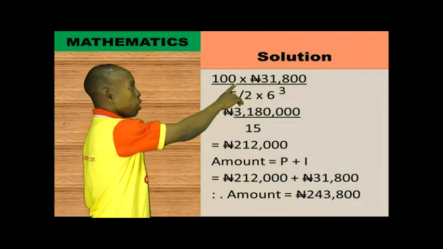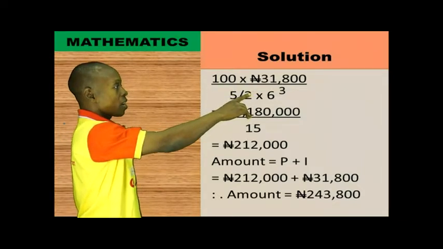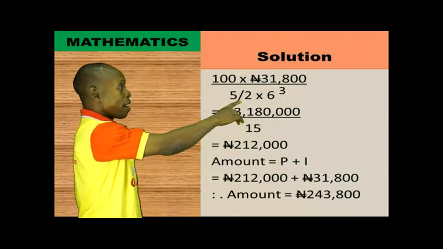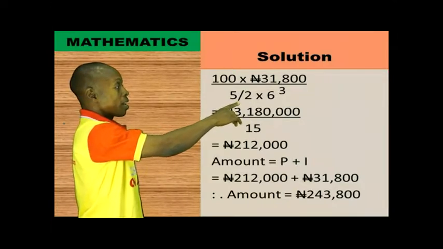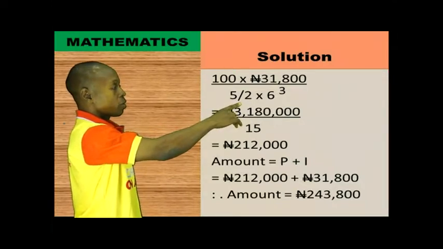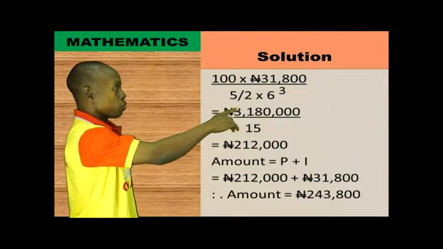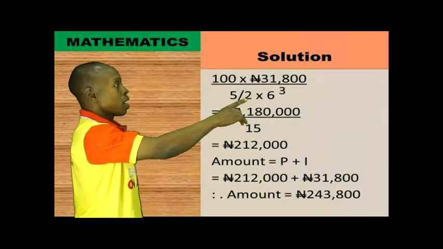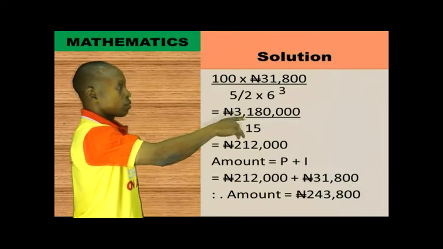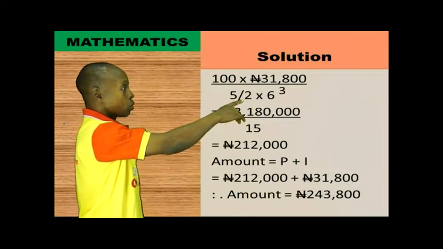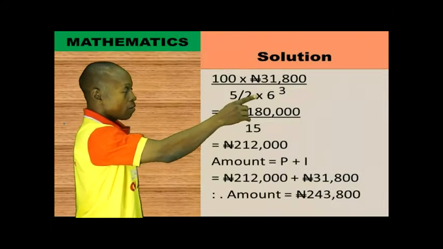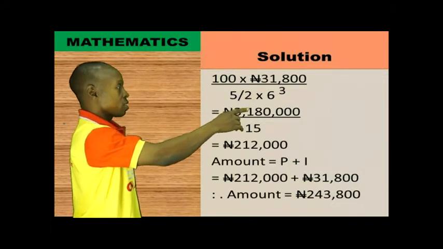So after slotting the values, you have 100 multiplied by 31,800 divided by 5 over 2. I told you 2.5 is the same thing as 5 over 2, if you change it from mixed fraction to improper fraction, multiply by 6. And when you divide, you know 2 can go in 6. So 2 in 2, that's 1. In 6, you have 3. That's why you have 3 on top of the 6 you have there.